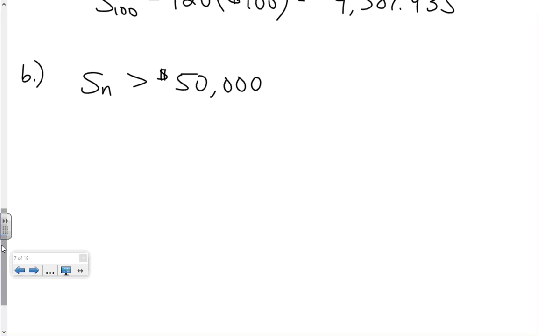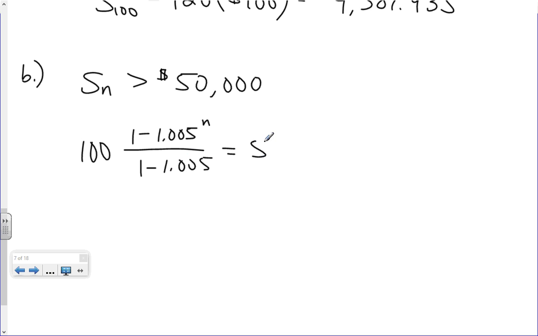So let's take our partial sum formula, which we've already written down, 100 times 1 minus 1.005 raised to the nth power, because it's S sub n now that I'm working with, divided by 1 minus 1.005. And I want to find out, when does that actually hit 50,000? Now again, just like with arithmetic and geometric sequences, the same is true with series: you probably aren't going to get a nice integer answer from this solution. Just realize you'll have to round up to the nearest integer when you get done.